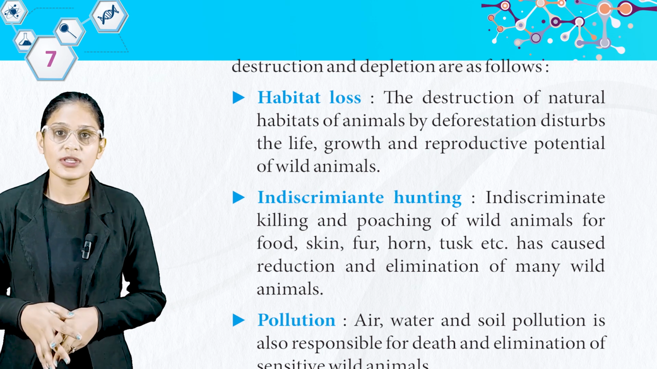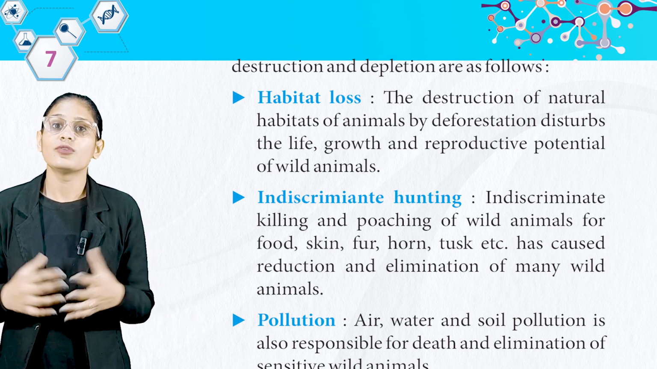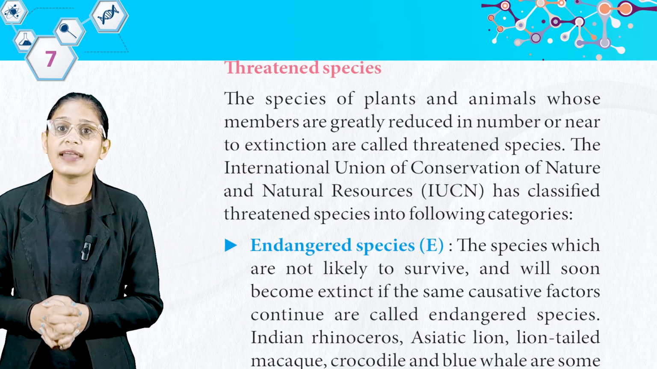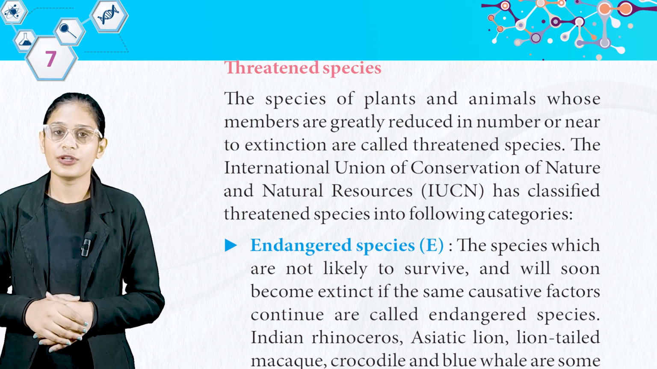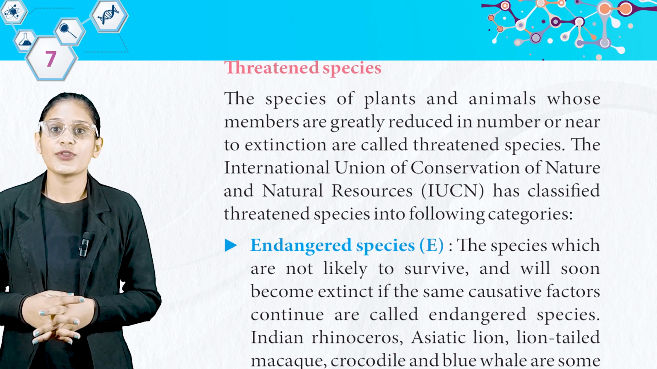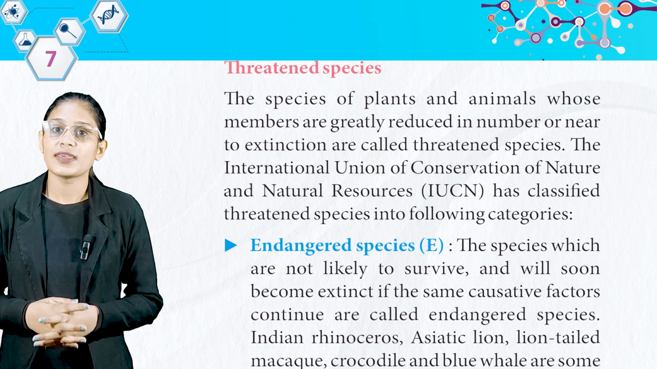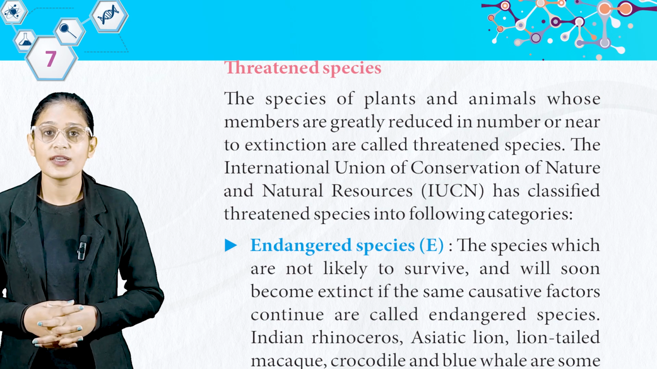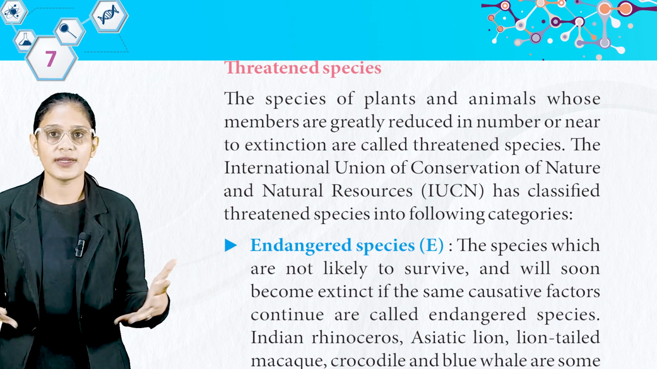So students, because of pollution, many of our wild animals are dying. Now we have threatened species. The species of plants and animals whose members are greatly reduced in number or near to extinction are called threatened species. The International Union of Conservation of Nature and Natural Resources, IUCN, has classified threatened species into the following categories. So students, threatened species are those that are about to become extinct, that is threatened species.